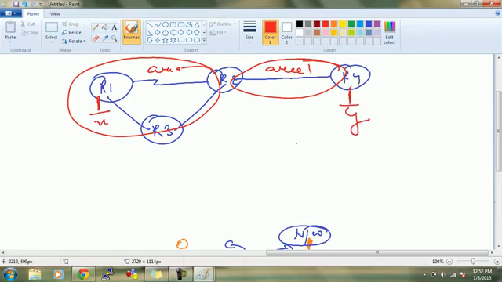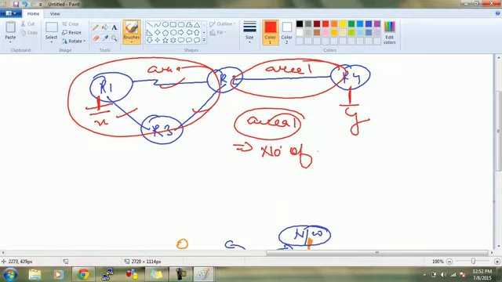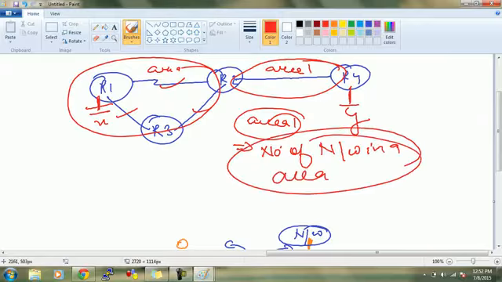So, how many type 3 LSAs will be there in area 0? Area 1. 1, 2, 3, 4. Type 3 LSAs will be equal to the number of networks in an area, because I will be giving information of all the networks from one area to another area. This thing is clear?